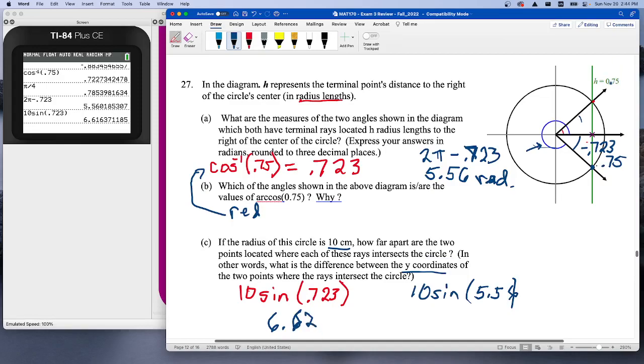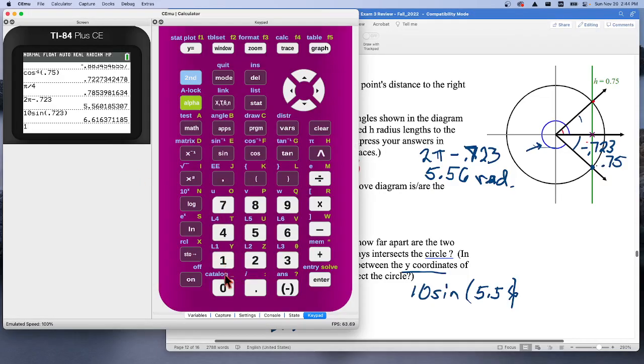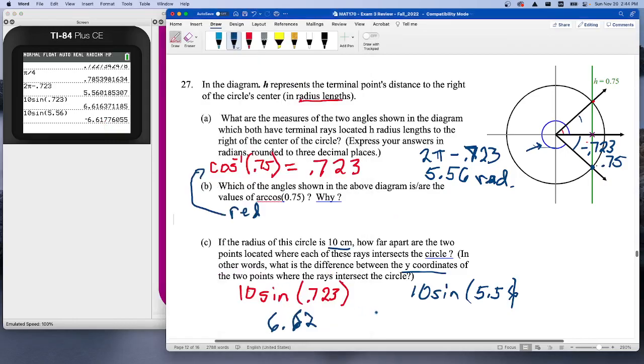And the x-coordinate, because this is in terms of radii, would be 7.5, the actual x-coordinate. But we don't need that right now. The blue one is going to be, my guess is, negative 6.62. But let's see if my guess is correct. Yep, a little bit different, but to 2 decimal places, negative 6.62.